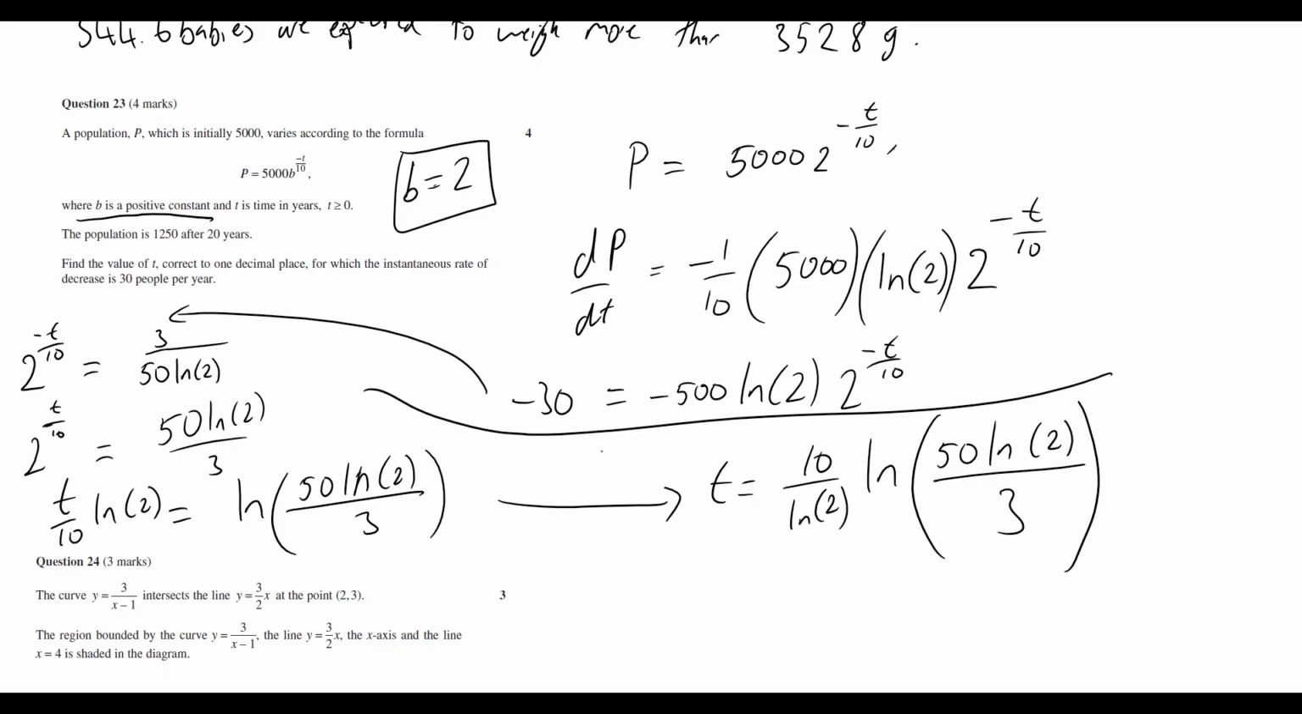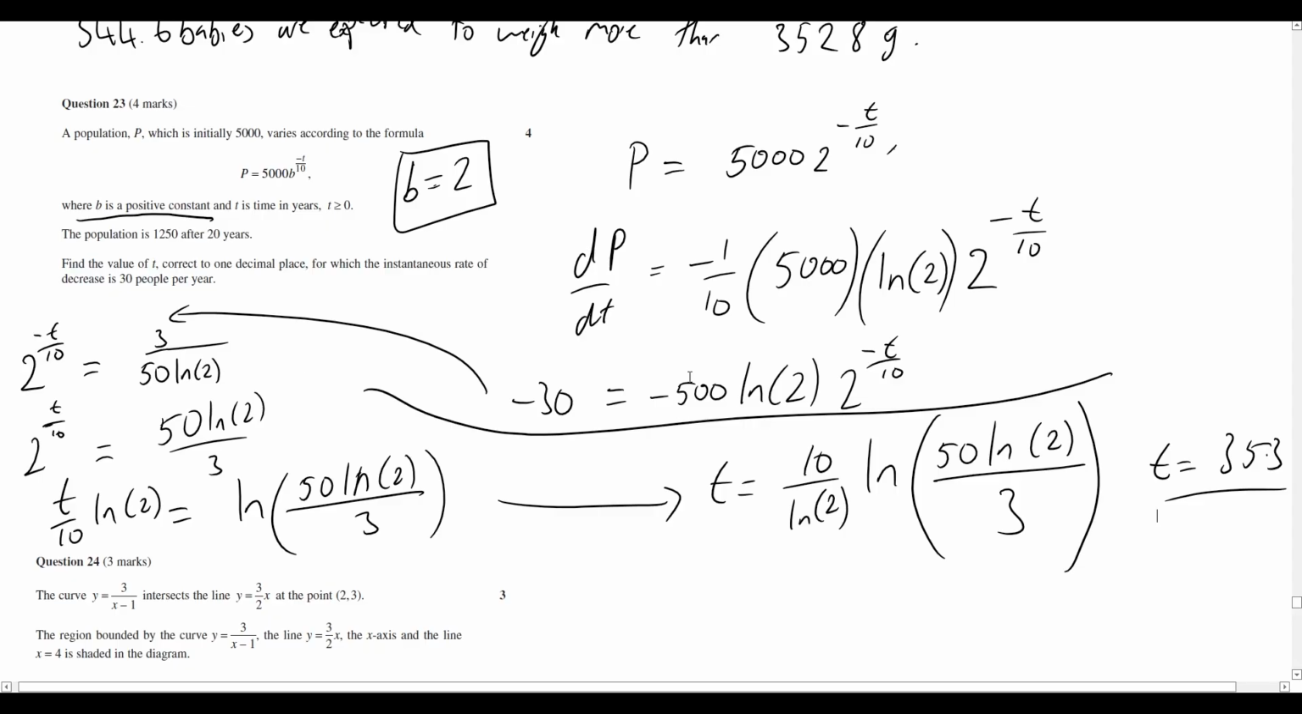So a lot of natural logs going on here. And so what we get is a value of t equals 35.3, correct to 1 decimal place. So there's a lot going on in this question. Bit tricky to follow through, but all we've done is we've used what we've been given, figured out our constant term b, then we realized that the change in population must be dP/dt. So we differentiate with respect to t. We get this equation down here of minus 30 equals minus 500 ln 2 times 2 to the minus t on 10. And then we just start going through our usual steps of solving these problems.